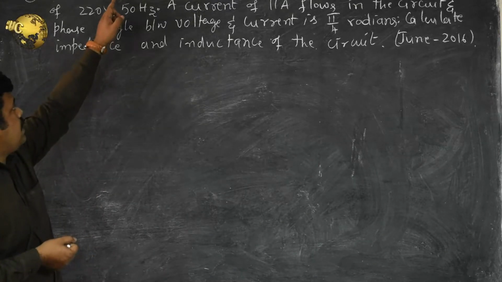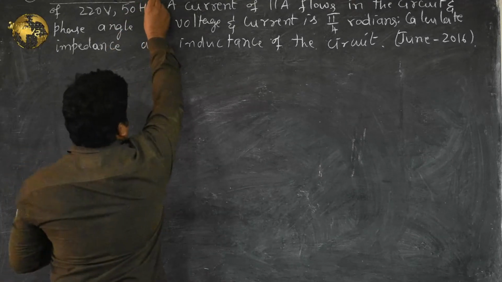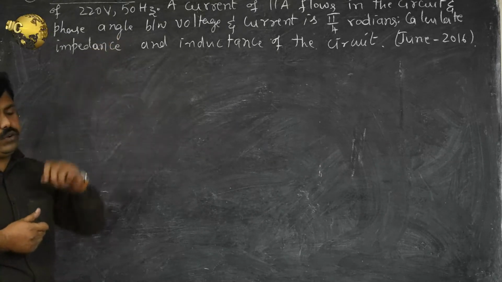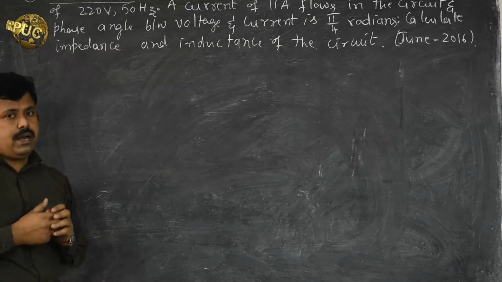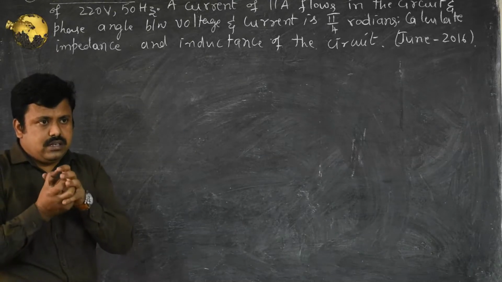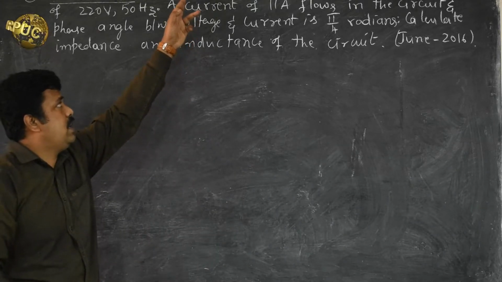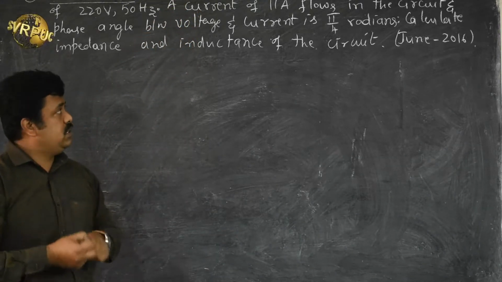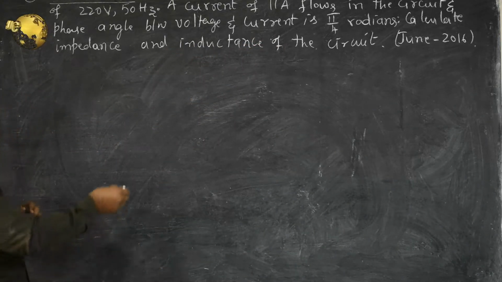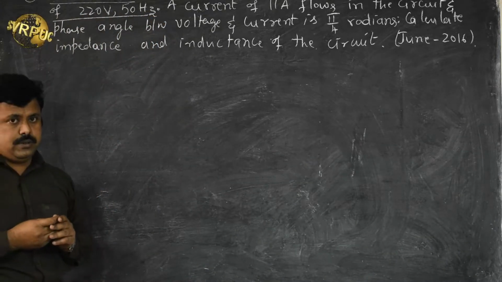Here they say an inductor and a bulb are connected in series. The inductor we know as L. What is a bulb? A bulb is nothing but a resistance, a device which has a resistance. So they are giving a resistance, connected in series to an AC source of 220 volt, 50 hertz.